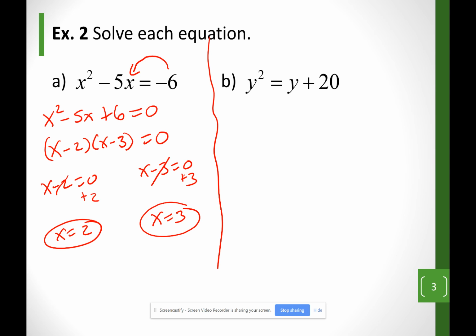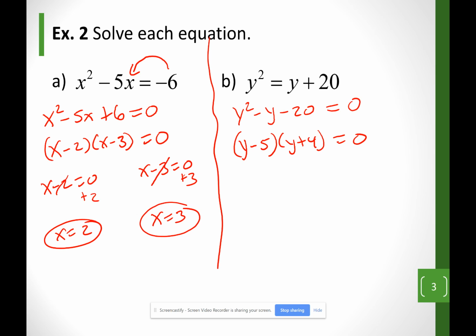For example B, I'm going to move everything to the left. So I have y squared minus y minus 20 is equal to 0. Right? We know how to factor. Do the x thing or however we do it. I'm going to end up factoring this as y minus 5, y plus 4. So we know how to factor by now.